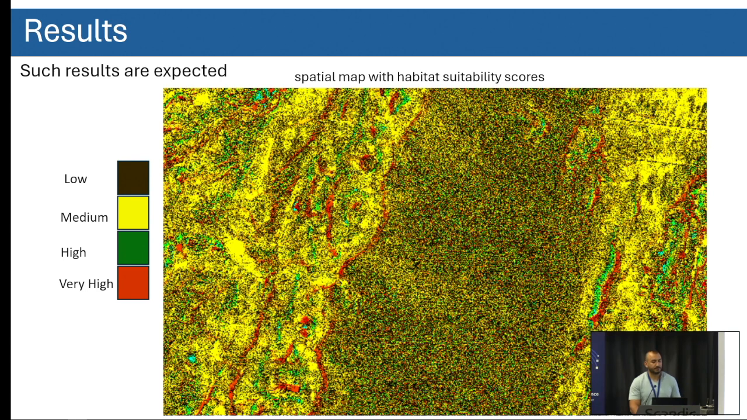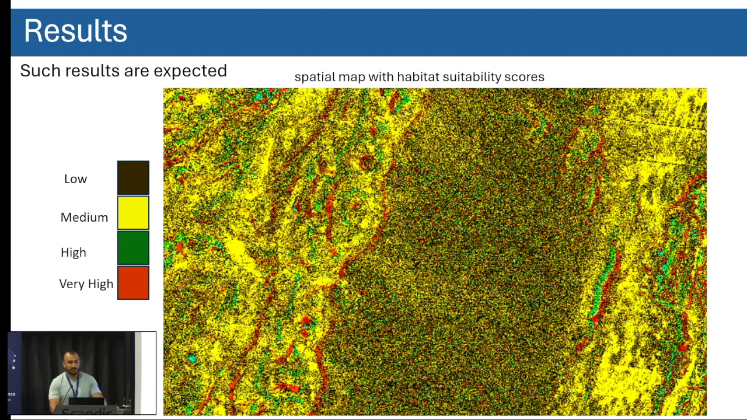This is one of them. It's a spatial map with habitat suitability scores: low, medium, high, and very high. In the middle, do you see my cursor? No. Yeah? Okay, so in the middle is the big area. It's sand, so less diversity. And when we see red lines, it's where it's more complex reefs. And it's saying that it's higher diversity.